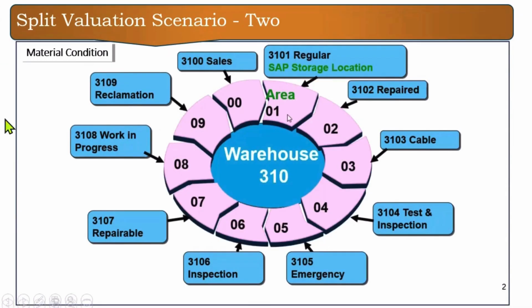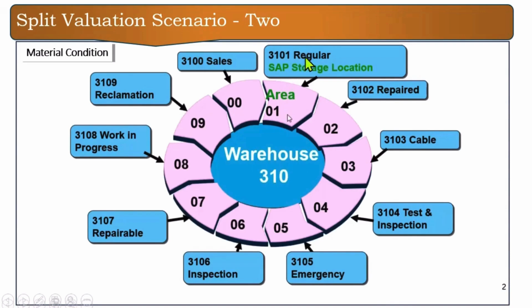This is scenario 2. Okay, so scenario 1 was buying locally and importing. We'll take that one as a scenario. The second scenario is material condition. Based upon the material condition, we will take the second scenario. So this is a typical flow of the warehouse. This is part of warehouse management.